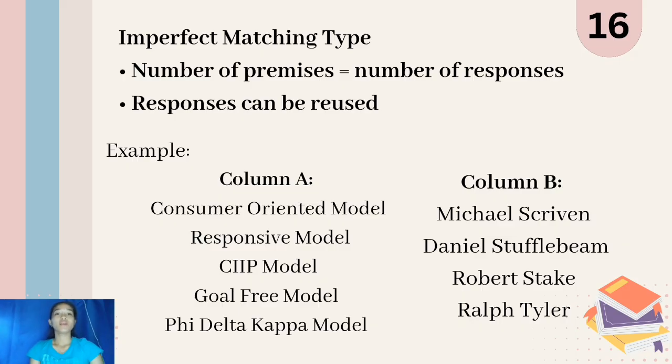For example, in column A are names of well-known curriculum evaluators. Match them with the evaluation models they have been identified with in column B. So in column A, for example, consumer-oriented model, responsive model, CIPP model, goal-free model, and Phi Delta Kappa model. So in column B, there are proponents which are Michael Scriven, Daniel Stufflebeam, Robert Stake, and Ralph Tyler.